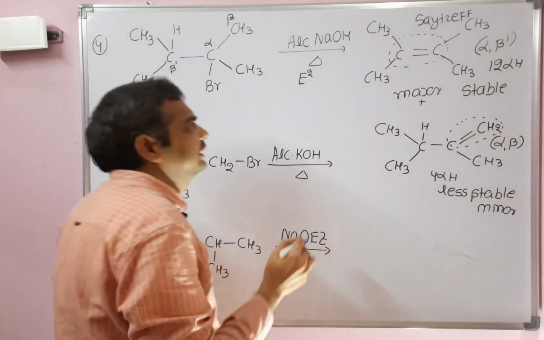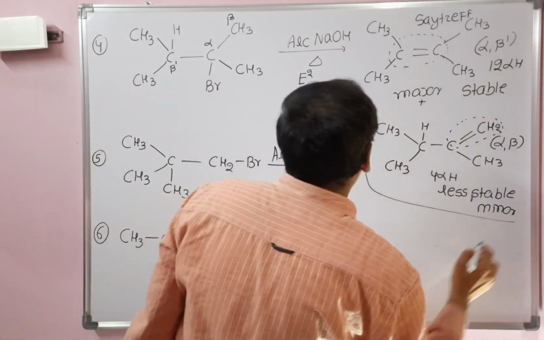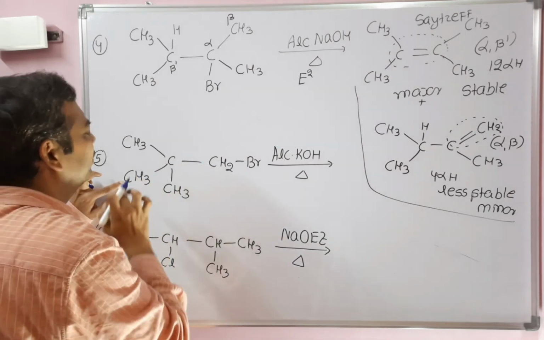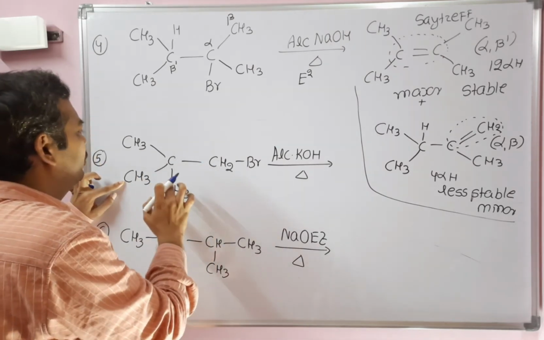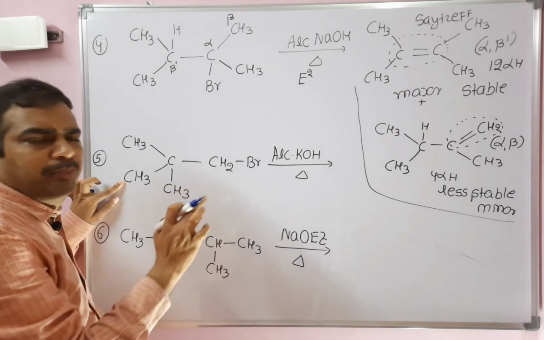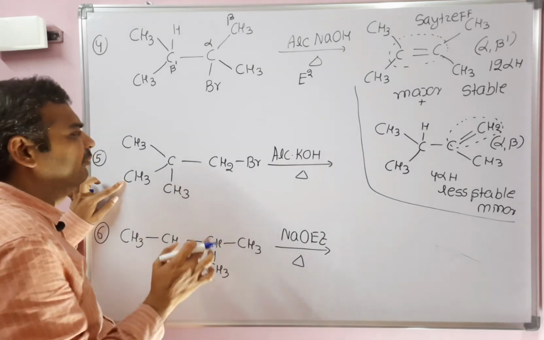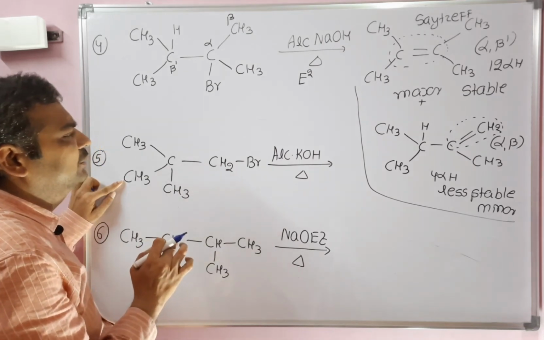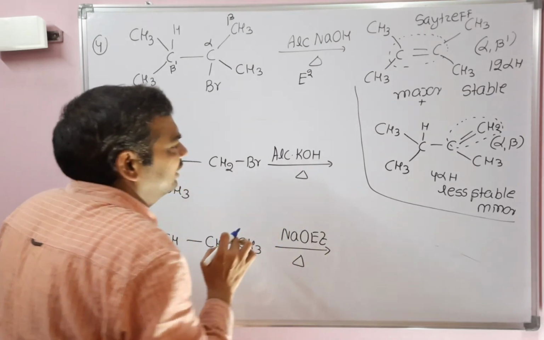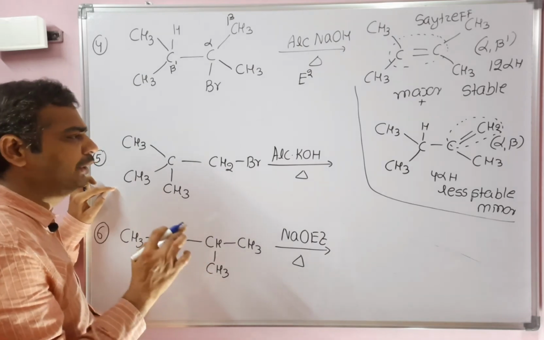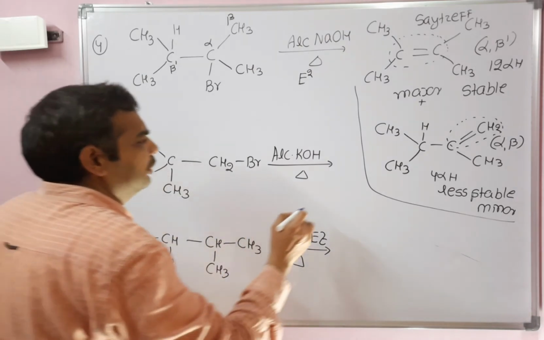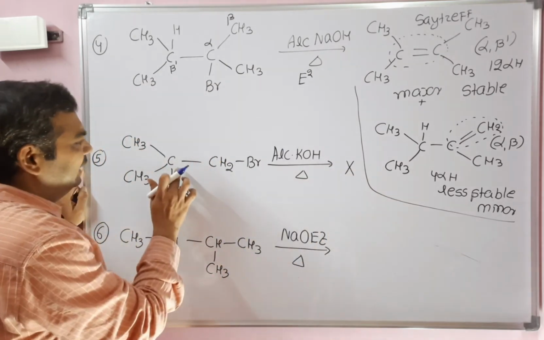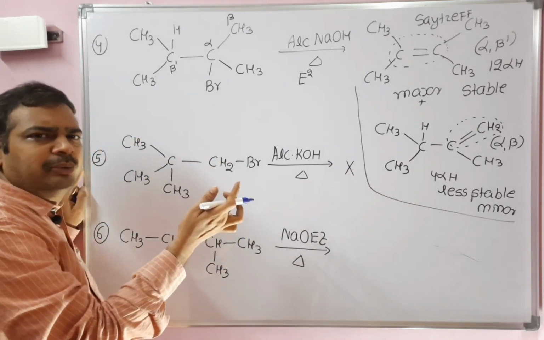So coming to the next example here. So what is this? 1, 2, 3. 2,2-dimethyl-1-bromopropane. Here, since it is a strong base, alcoholic KOH, it is expected to undergo E2 elimination. But there is no product obtained here. Why is there no product obtained? We see what the mechanism in the E2 reaction is.